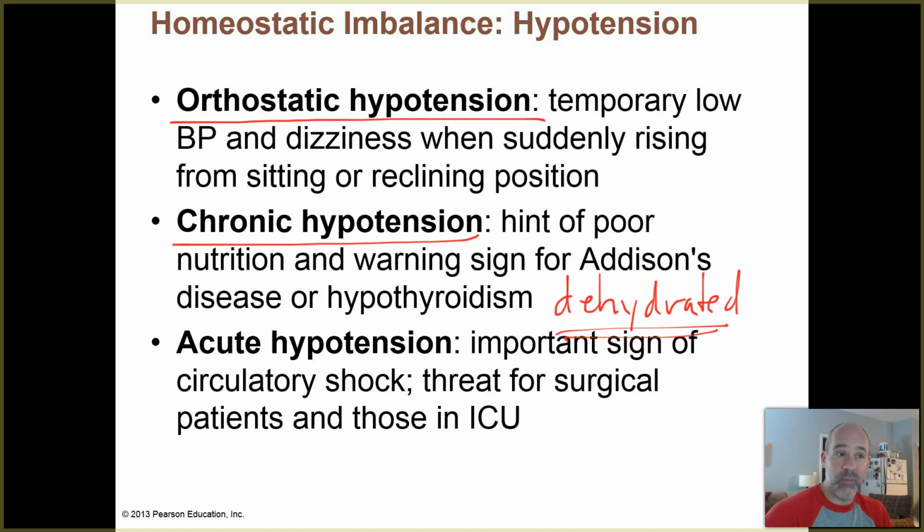Addison's disease, if you remember that disorder, that's when you have an inactive adrenal cortex, and so you don't hang on to as much water in your blood. You tend to pee it out excessively, and you wind up being dehydrated because of that. Hypothyroidism as well, low metabolism, can lead to lower blood pressure.